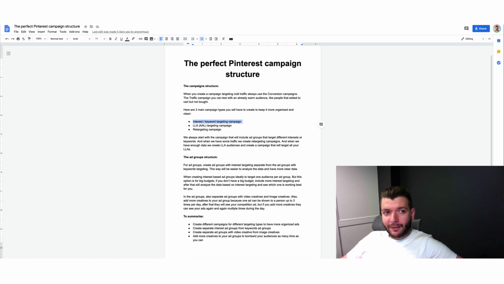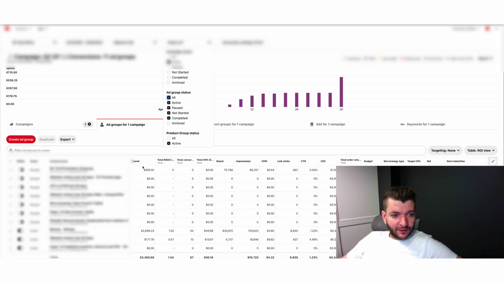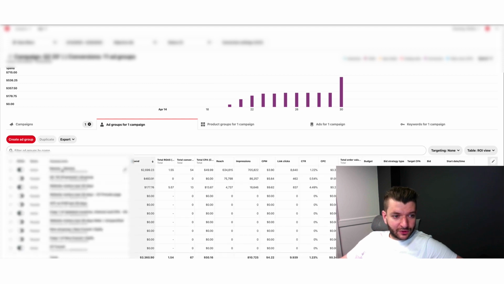I would not recommend having too many different campaigns unless you're already spending thousands of dollars per day. I would recommend keeping it very simple. Inside of your campaign you would have, as you can see, different ad sets. It's a very similar structure to Facebook.